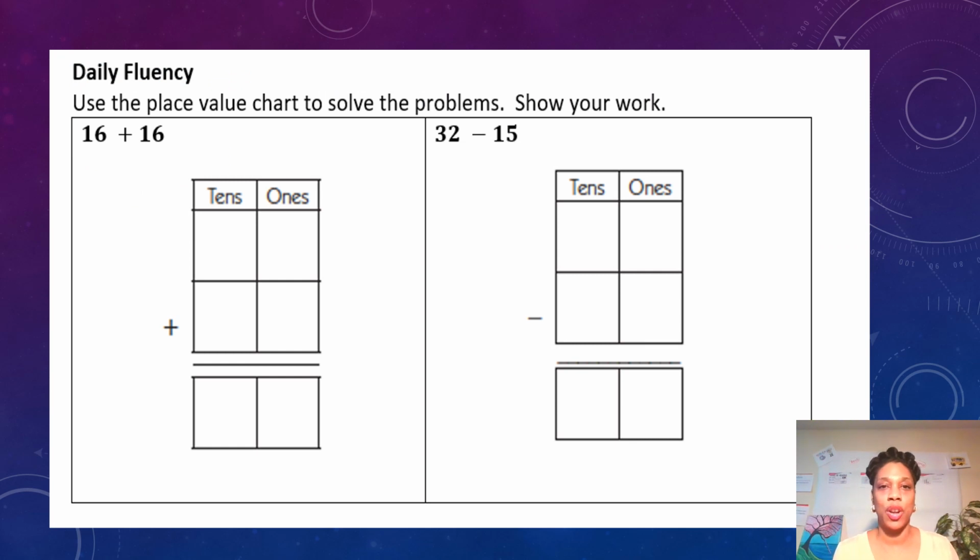Now let's get started with our first activity, our daily fluency. This is a review of what we did in our previous weeks. You're going to use the place value chart to help you solve the problem. Show your work. You will be doing problem 16 plus 16. Please press pause.